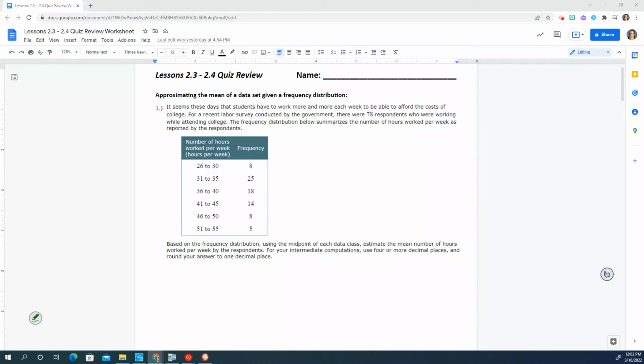Okay, we are just reviewing over the commonly missed problems from the quiz yesterday. So approximating the mean of a data set when given a frequency distribution. It seems these days that students have to work more and more each week to be able to afford the cost of college. For a recent labor survey conducted by the government, there were 78 respondents who were working while attending college. The frequency distribution below summarizes the number of hours worked per week as reported by the respondents.